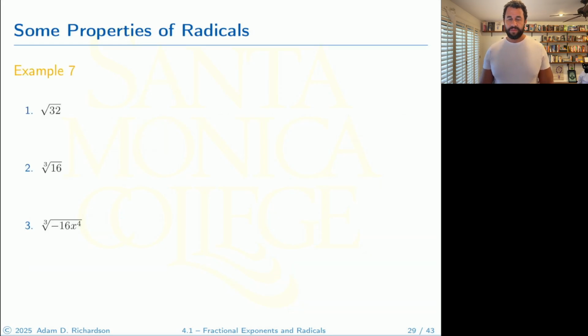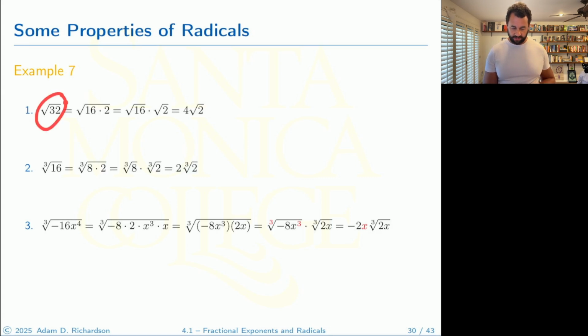Okay, let's do some examples. I'll just walk through these ones. Here, the square root of 32, we can simplify this radical by pulling out perfect squares. That's basically the idea. So 32 is 16 times 2. Properties of radicals let us rewrite it like this. The square root of 16 is 4. The square root of 2 is the square root of 2. So then we get 4 times the square root of 2.